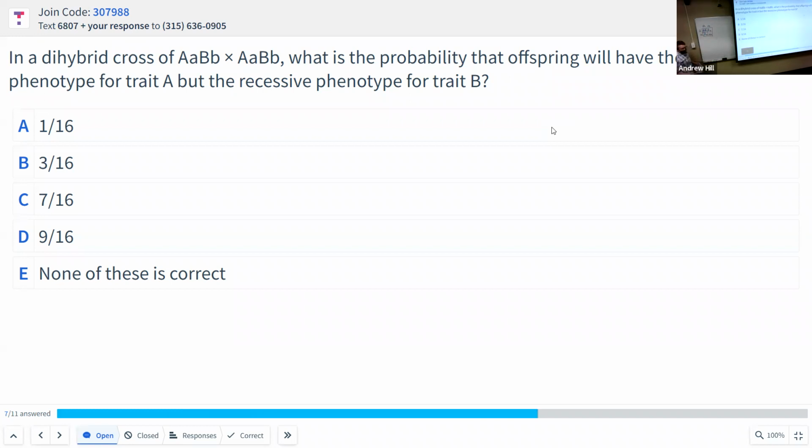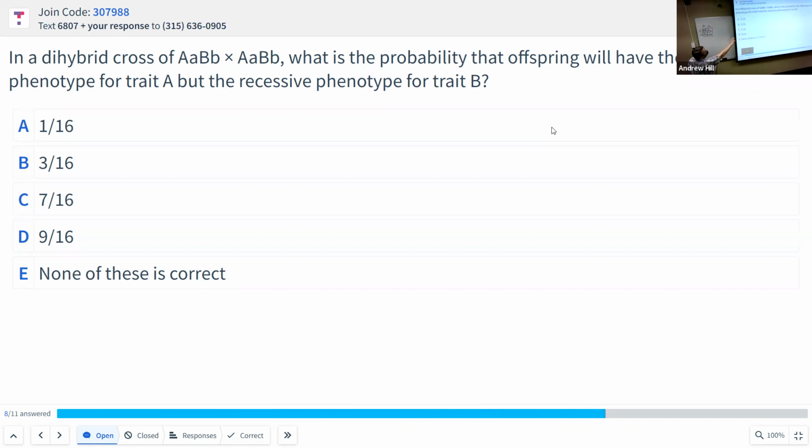The question asks us for the dominant phenotype. So what's the probability we get the dominant phenotype for A in just the monohybrid cross by itself? If you look at this Punnett square, it's 75% or 3/4, because it's dominant, whether it's big A, big A or big A, small a. So everyone sees that whole point. Now let's do the other one.